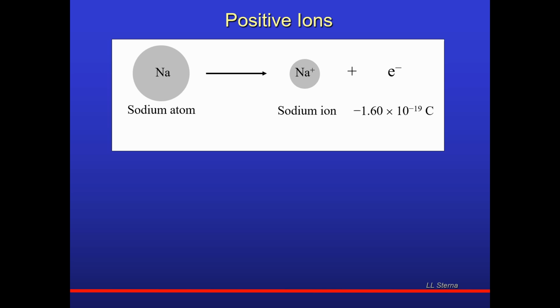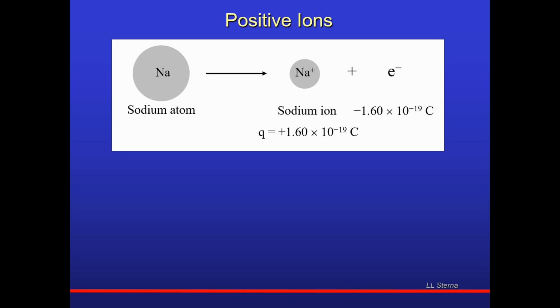We start with a sodium atom, which is neutral, meaning it has equal amount of positive charge in the nucleus, negative charge, which are the electrons around the nucleus. The sodium atom can lose an electron, and this process is illustrated by the arrow pointing to the right. We now form a sodium ion represented as Na with a plus sign, and an electron represented as e with a minus sign. We started with no charge, sodium atom neutral. Now we have released an electron, which has a charge minus 1.60 times 10 to the minus 19 coulomb. Therefore, to conserve charge, the charge of the sodium ion must be a positive 1.6 times 10 to the minus 19 coulomb.